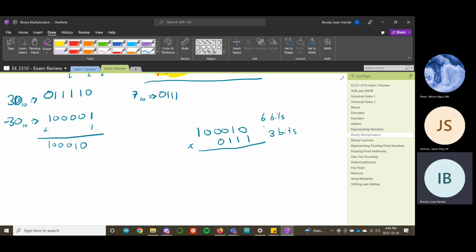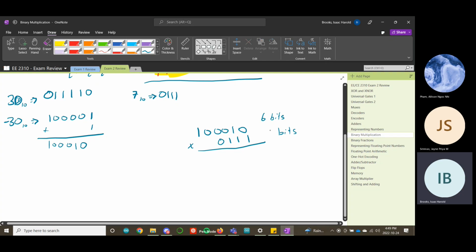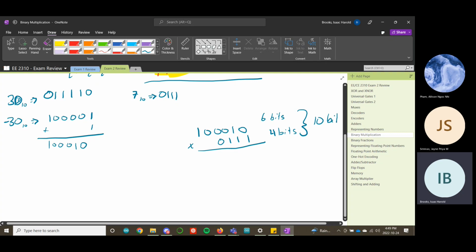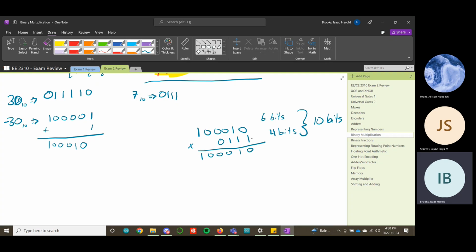Okay, and we can call it 4 bits, and we'll see that it doesn't really matter as long as we have the core of it. So 4 bits and 6 bits. When we do this multiplication, we're going to get something that is 10 bits when we do it this way. Okay, so if we do this multiplication out, we get 1, 0, 0, 0, 1, 0. A leading 0, we also get 1, 0, 0, 0, 1, 0.